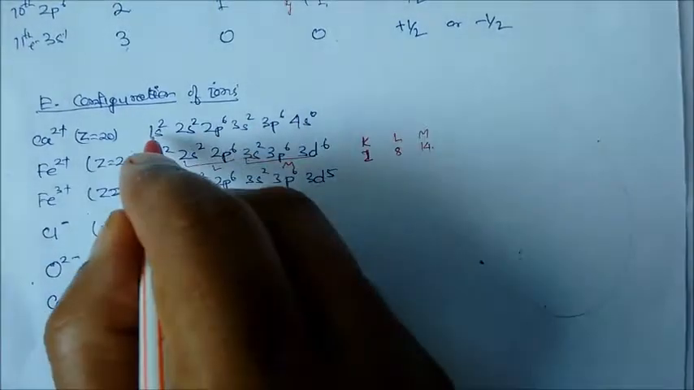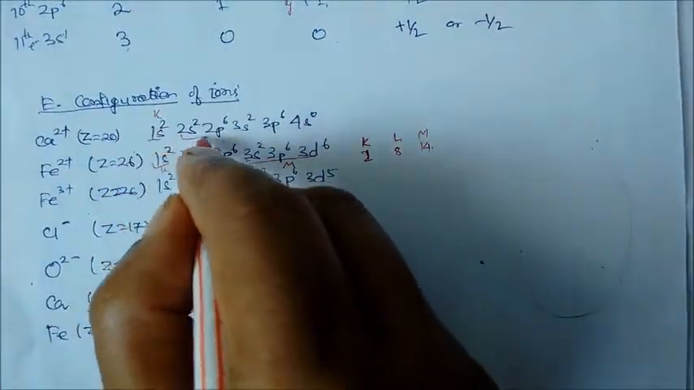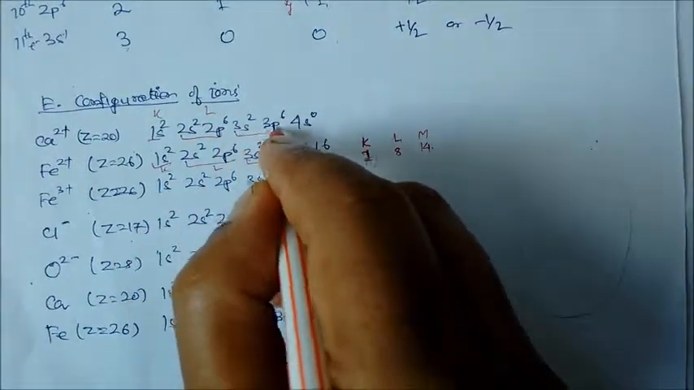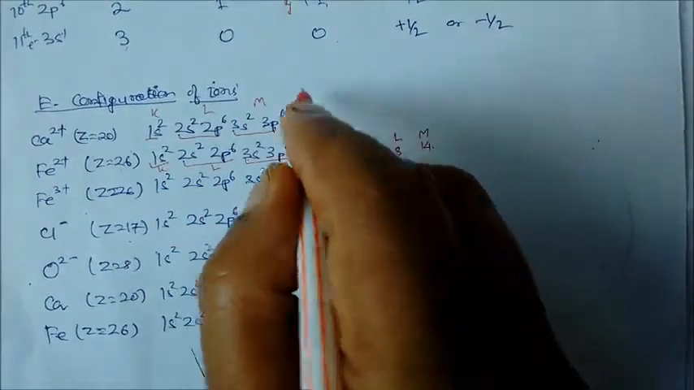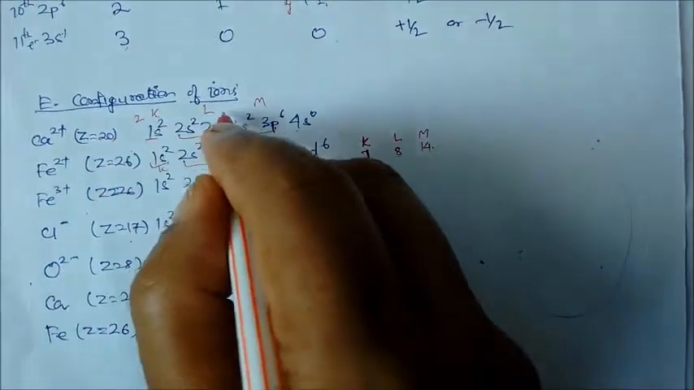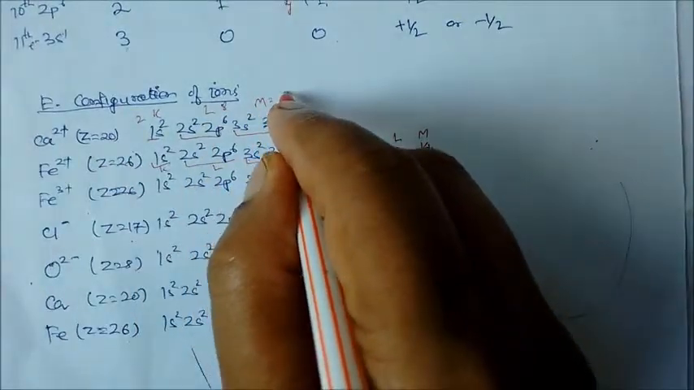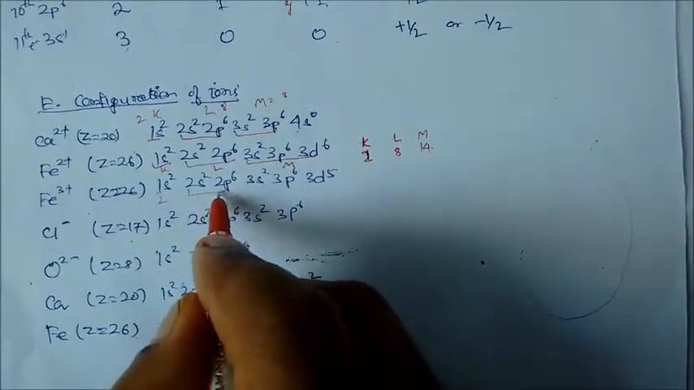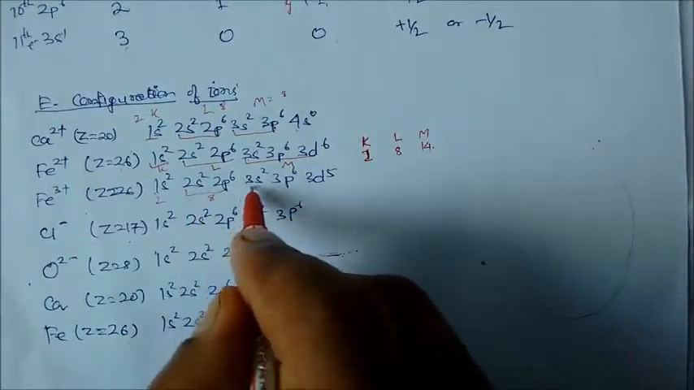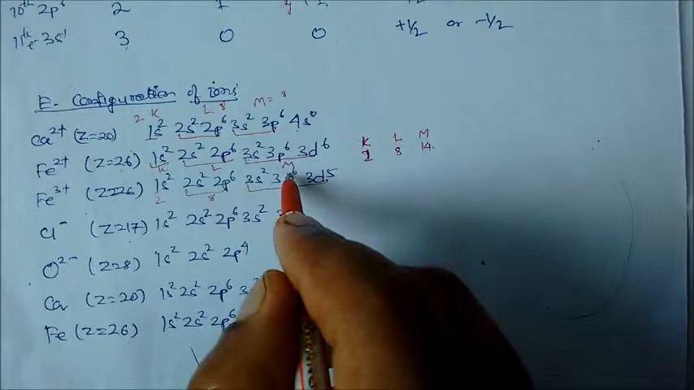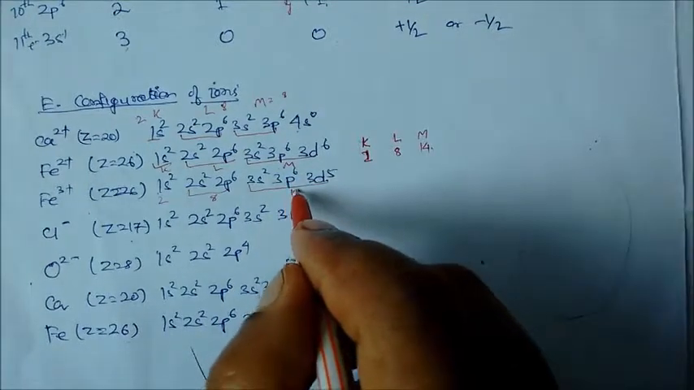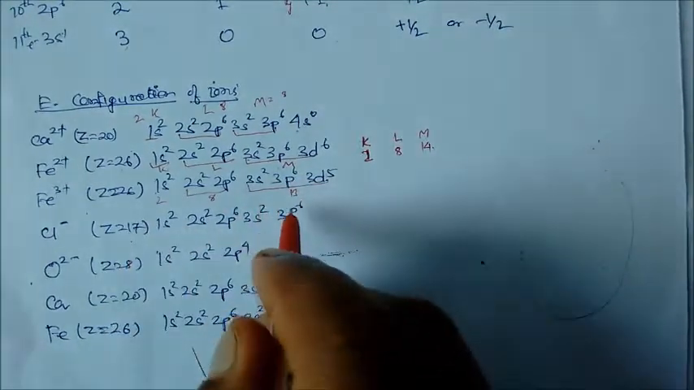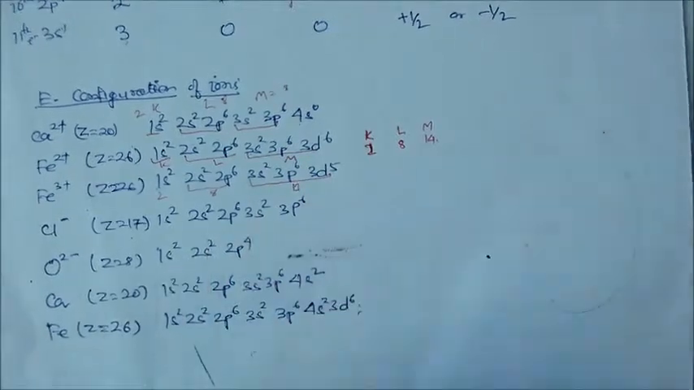Here we can also write this is the K, this is the L and this is the M, and this is the N, which is 0. So here we can write 2 electrons, 8 electrons, and 14 electrons. Similarly you can see here this will be your 2 electrons, this will be your 8 electrons, K, L, and this will be your M. M means 6 plus 2, 8 plus 5, 13 electrons. So in this way we can write how many electrons are present in K, L, M.